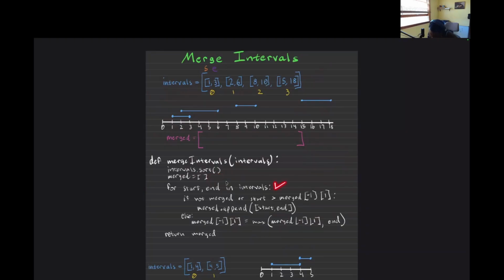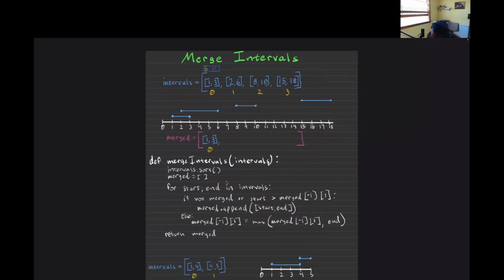So then we start our for loop. So for start and end, and I'll represent start as S and E as end. All right, cool. So if not merged, well, we immediately know there's nothing inside of merged. So we're going to just append to merged this current start and end, okay? So let's extract that from here. Cool. And I purposely grabbed the index as well, okay?